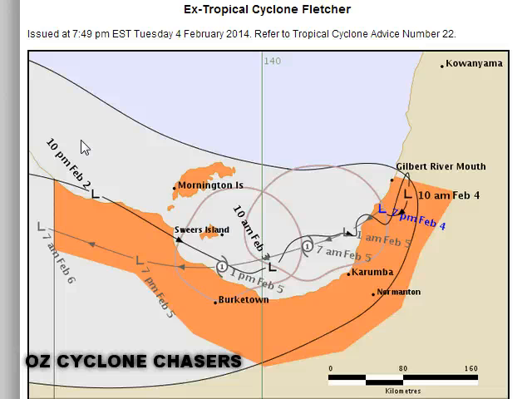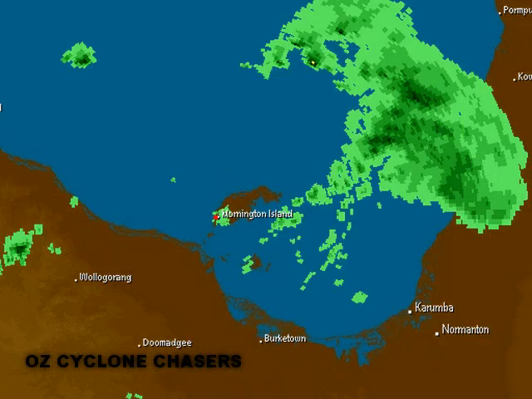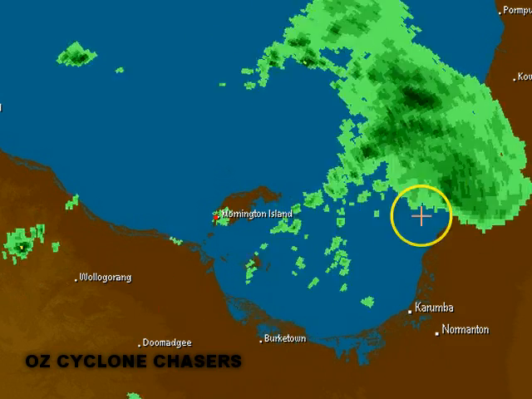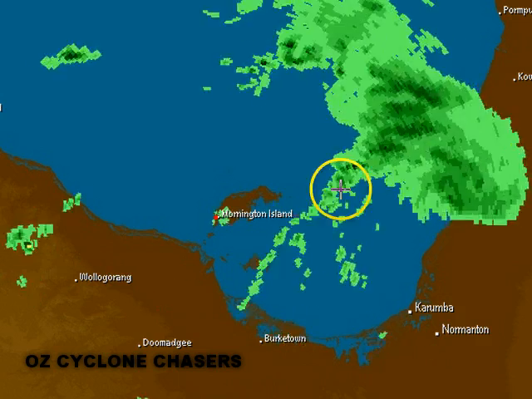Now I'll show you that a little bit more in some model guidance, but for now we'll have a quick look at what it looks like on radar and satellite. If we look at it the last couple of hours, it's really teetering right on the edge of the coastline here, and as soon as it tracks back over water, it's still maintaining pretty decent structure on the north side. We can see the banding still coming in here.